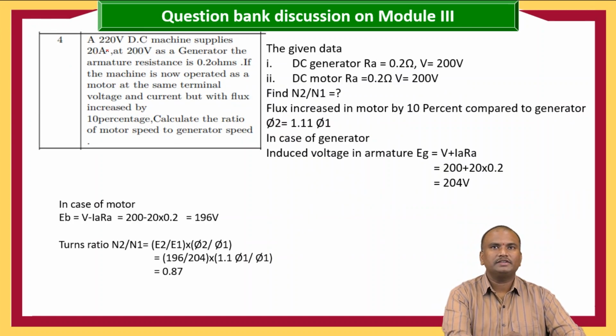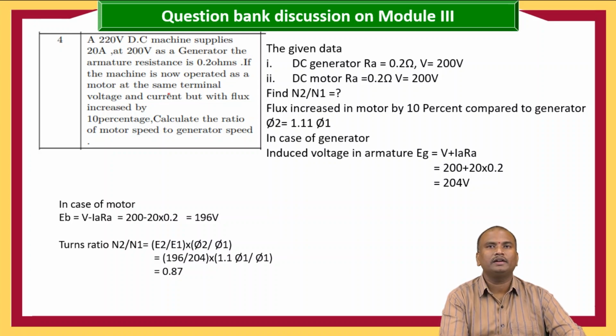The next one: a 220 volts DC machine supplies 20 amperes at 200 volts as a generator. The armature resistance is 0.2 ohms. If the machine is now operated as a motor at the same terminal voltage and current, but with the flux increased by 10%, calculate the ratio of motor speed to the generator speed.